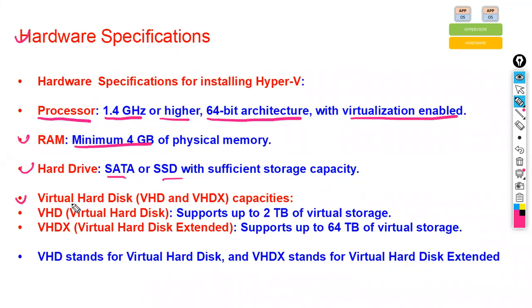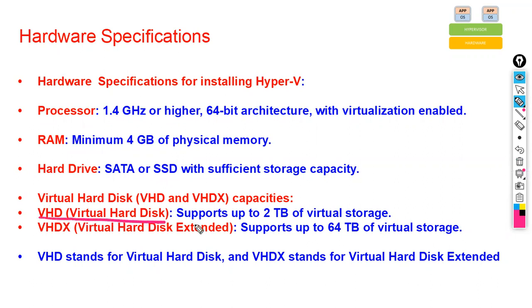Then we have VHD and VHDX capacities. Let us say the hard disk you have selected VHD. VHD supports up to 2 TB virtual storage. VHDX supports up to 64 TB of virtual storage. VHD stands for virtual hard disk. VHDX stands for virtual hard disk extended.